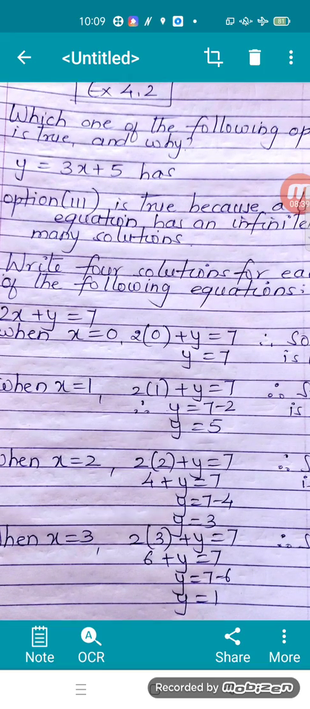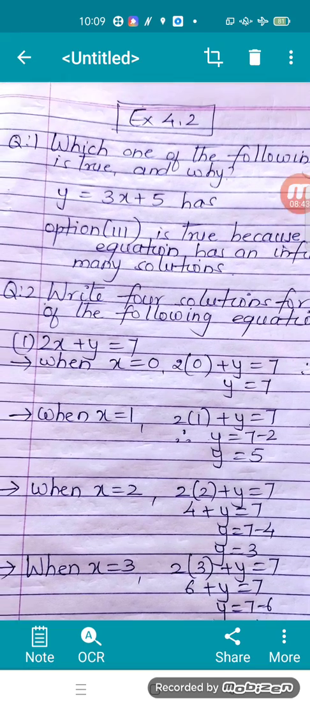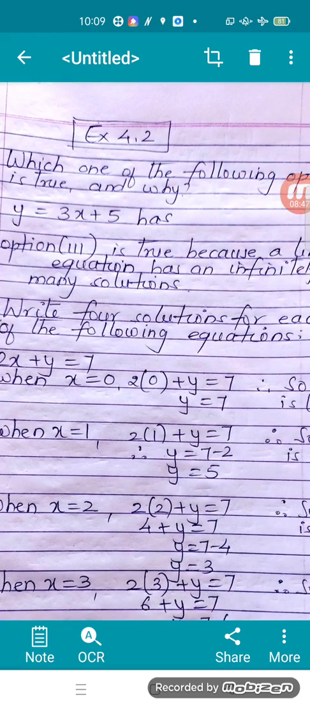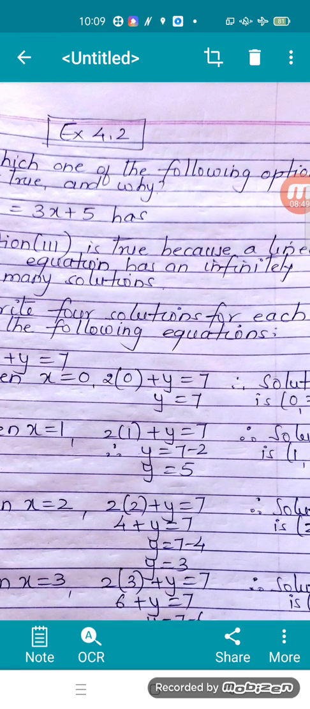Write 4 solutions for each of the following. First, 2x plus y is equal to 7. So let us start. When x equal to 0, put x equal to 0 on the left hand side. What do we get? 2 into 0 plus y is equal to 7. So y is equal to 7. So the solution is 0, 7.